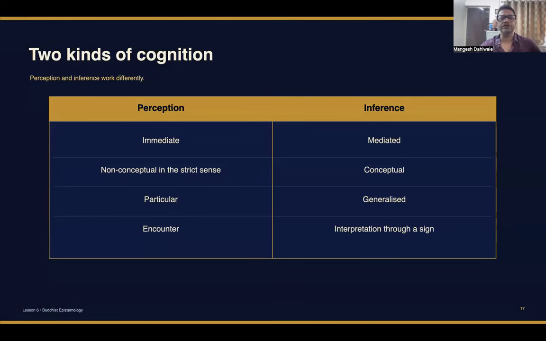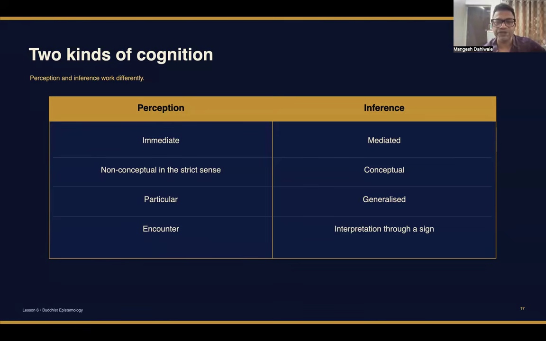So two kinds of cognition. Two kinds of cognition that we can look at: perception and inference work differently. So perception is immediate. We see something immediately. Like you open your eyes, you perceive the world. You perceive the sky, trees, you hear the sounds, you feel the breeze on your body or the touch of cloth on your body. These perceptions are immediate.